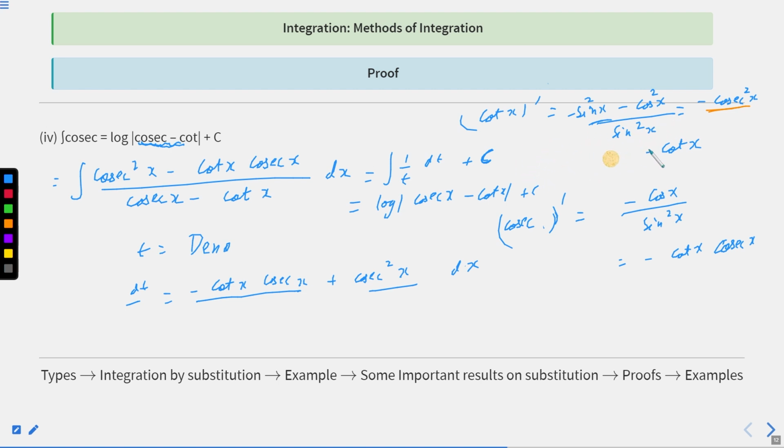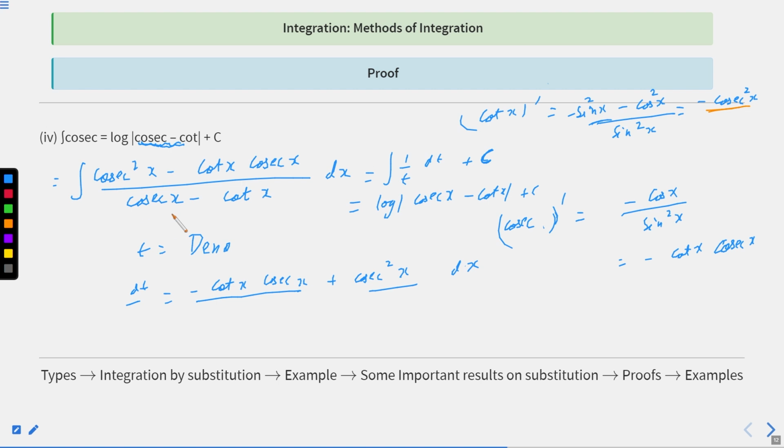Simple. Now cosec means 1 by sine square. So using the quotient rule, you will have denominator sine square. Sine will be multiplied with numerator derivative, which will be 0. Now minus numerator will be multiplied with denominator derivative, which will be just cos. This will be minus, so it becomes minus cot x multiplied with cosec x. So you are having this.